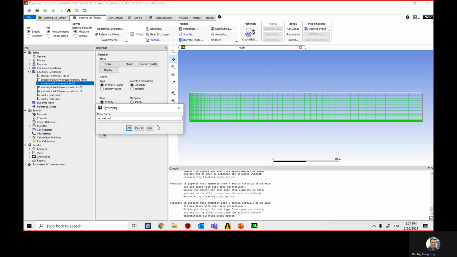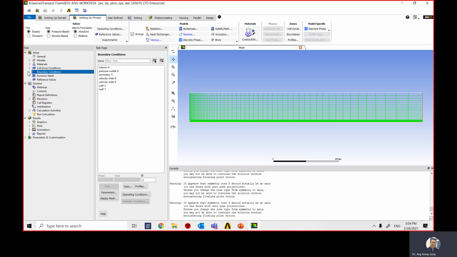Click here. You go to boundary condition, double click, and then you will see that you can do selection. So go here, double click, then this text page will come out. Select symmetry 5. And remember that in the console, we saw there's an error here. It reminds us that symmetry 5 should actually be an axis. So for symmetry 5 here, go to type here. We change it to axis, like that.